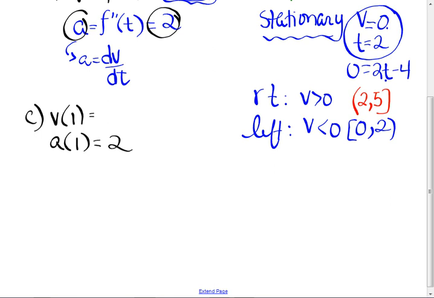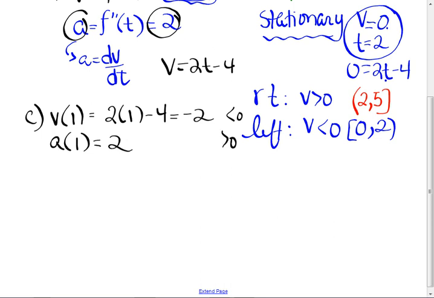What's the velocity at 1? Well, my velocity is equal to 2t minus 4. So this is going to be 2 times 1 minus 4, which is negative 2. Now, if that's the case, the velocity is negative, acceleration is positive. What's the object doing? It's slowing down.